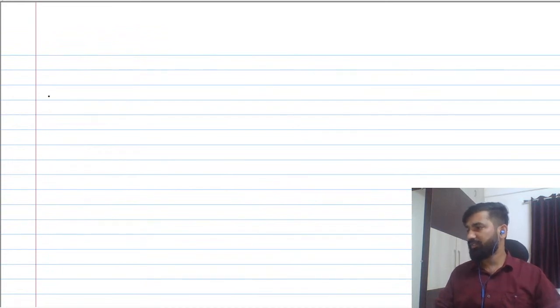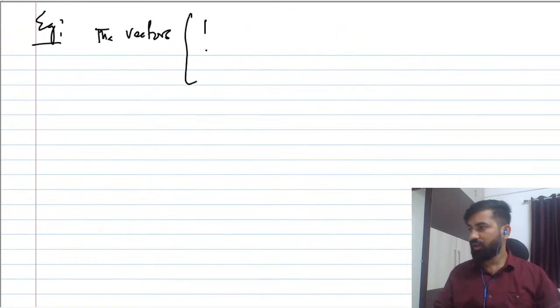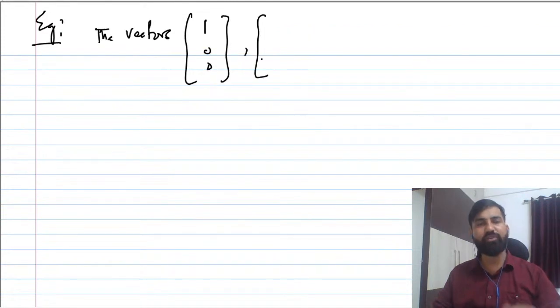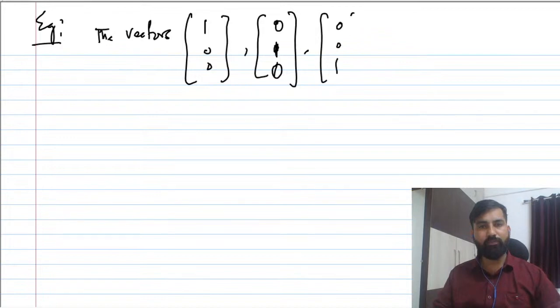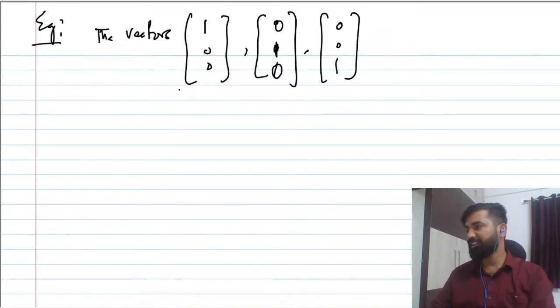So suppose we have been given vectors. Example number 1. The vectors are given: 1 0 0, okay, these are some standard vectors. In future we will call them basis vectors also. So 1 0 0, 0 1 0, and the next vector is 0 0 1. These are some important and standard basis vectors.